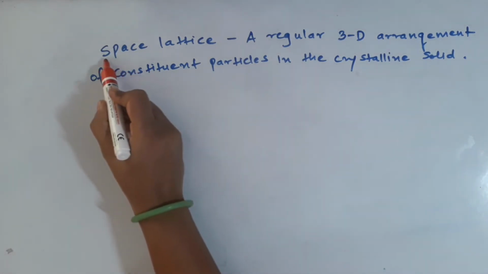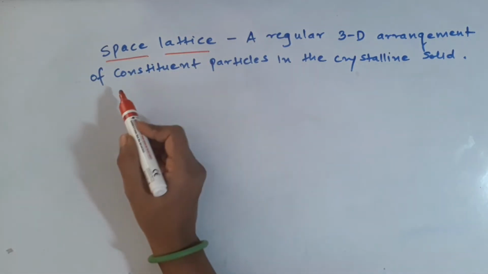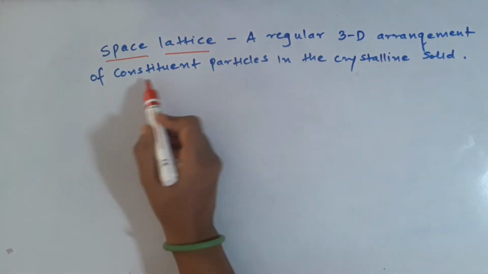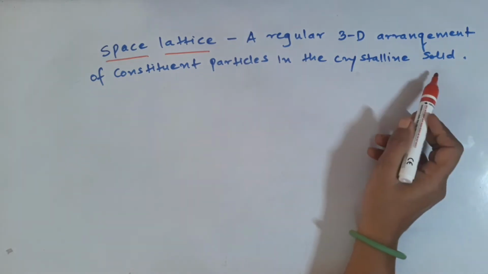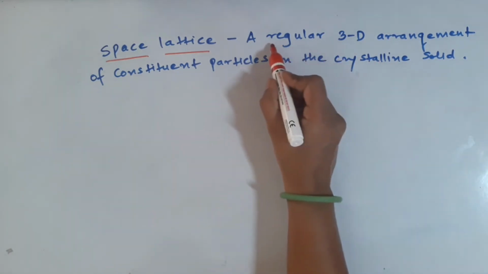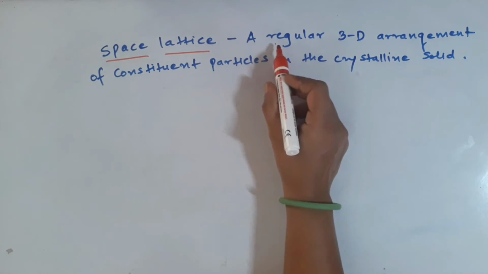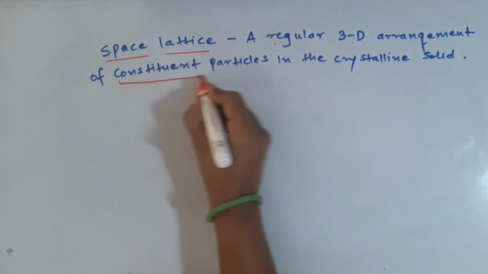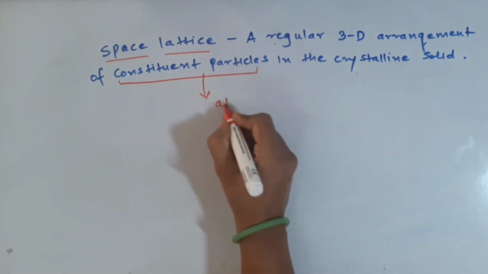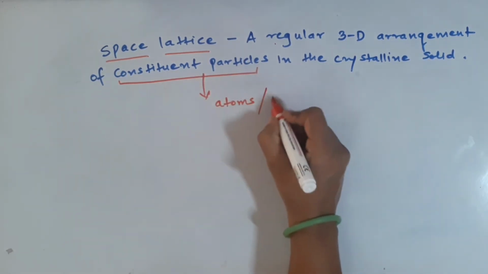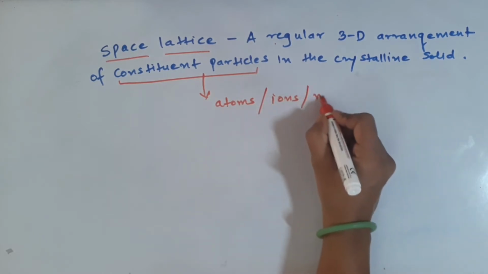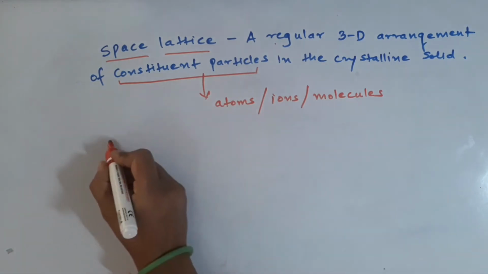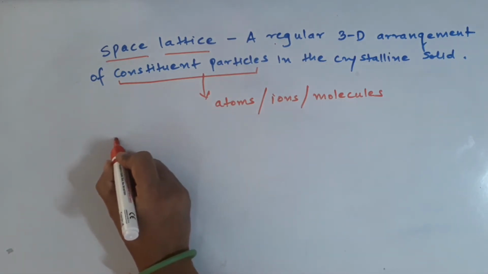Let us see the definition of space lattice. So the space lattice is defined as a regular three-dimensional arrangement of constituent particles in the crystalline solid. It has to be a regular systematic pattern of arrangement, and the constituent particles can be any of the entities, like they can be atoms, you can have ions, you can also have molecules. Alright, so these are the constituents which we have to arrange in a regular pattern so as to get a big crystal system.